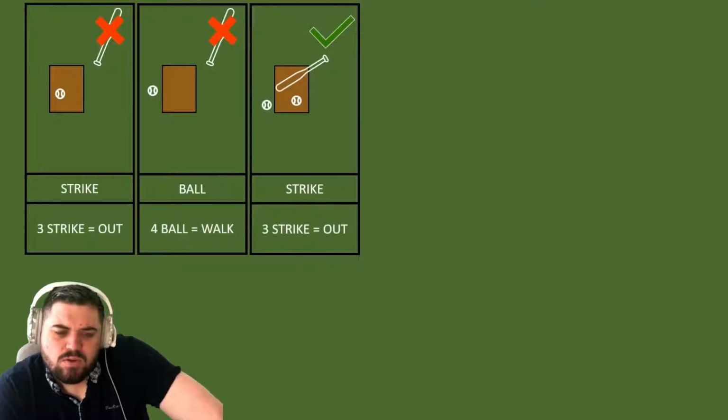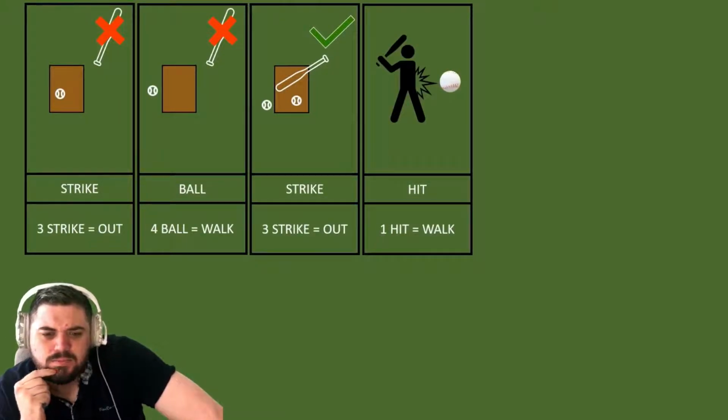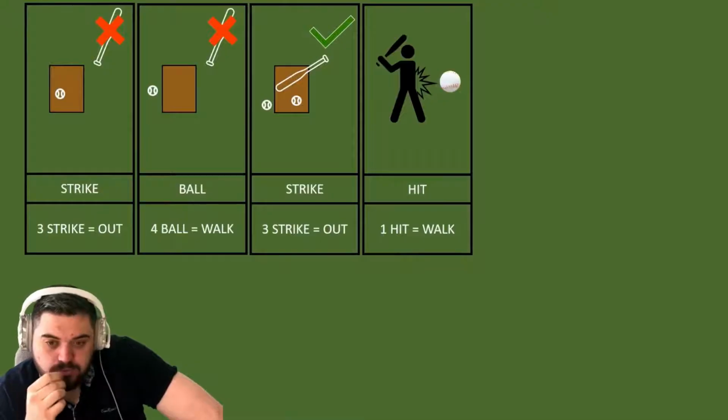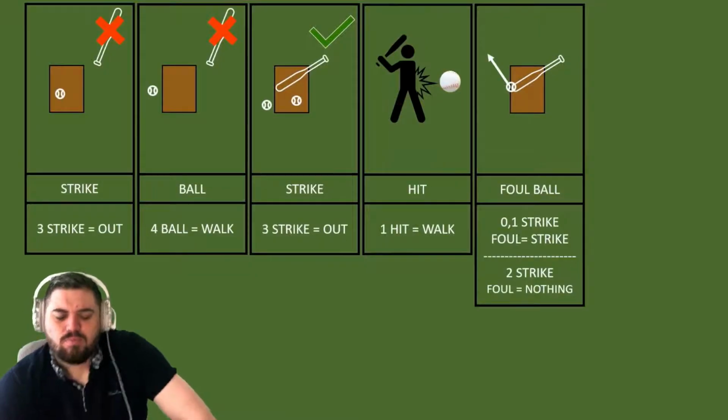Batter swings his bat but was not able to connect with the ball. Doesn't matter whether the ball is inside the strike zone or outside. It is called a strike, and 3 strikes is 1 out. If a ball hits the batsman, that is called hit by pitch, and in that case the batsman gets to walk to the first base. If the ball strikes the bat and it goes into the foul area, then it's called foul ball. If a player has 0 or 1 strike, then the foul would count as strike.